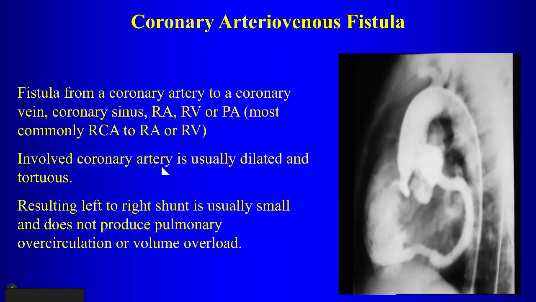The involved coronary artery is usually dilated and tortuous, and there is a small left to right shunt, but that's not the physiologically important part. The important part is the ischemia that can result because the blood flow is drawn away from the coronary circulation.